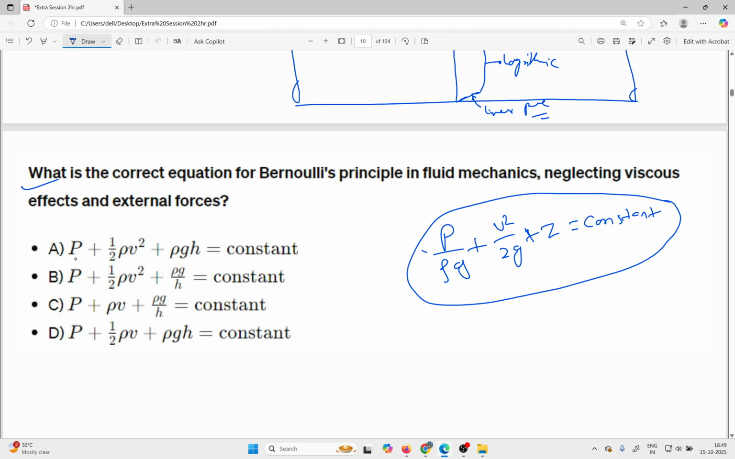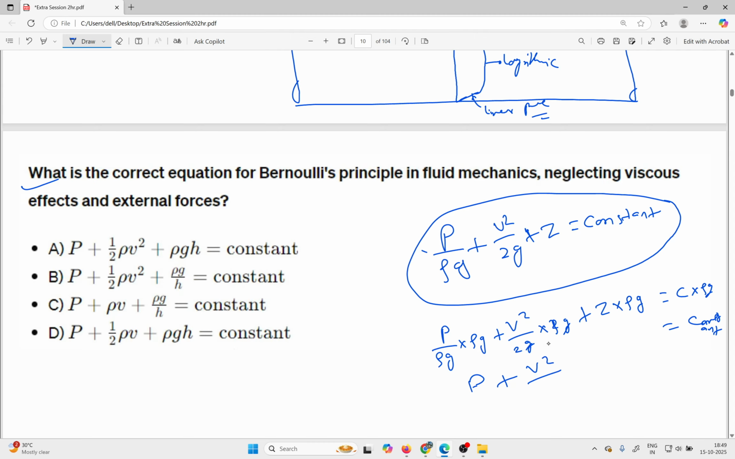If you want to write it in terms of P, multiply everywhere by rho g. P by rho g into rho g, V square by 2g into rho g, plus z into rho g is equal to constant times rho g. Again, it will be constant, and here rho g will cancel out. Only P will remain, then V square by 2 with rho, and here rho g z.